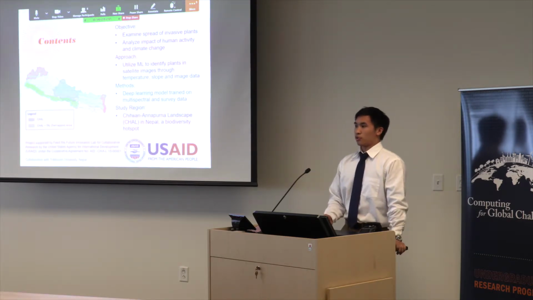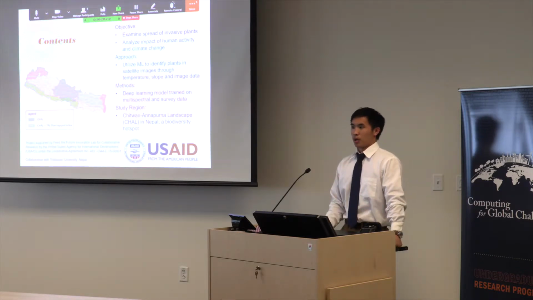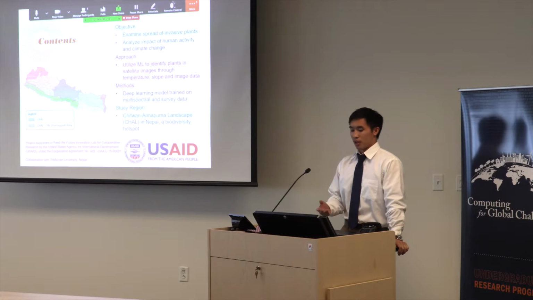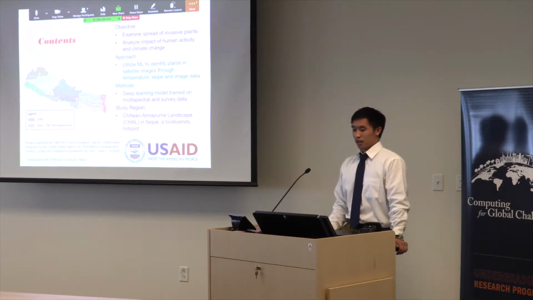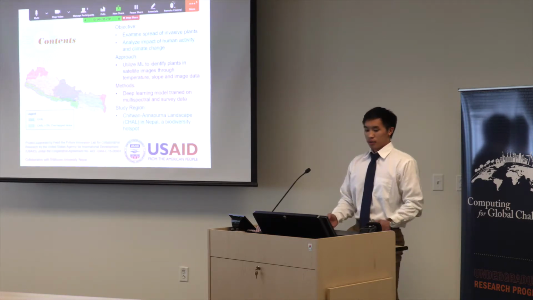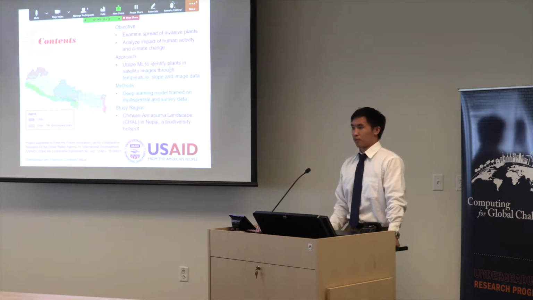Our general approach for this project was to utilize a machine learning algorithm to identify the presence or absence of a specific plant in a satellite image, given the image data as well as several ecological factors such as temperature, slope, and elevation. And so for this, we trained a deep learning model using multispectral data and survey data that was obtained through collaboration with the Tribhuvan University in Nepal.